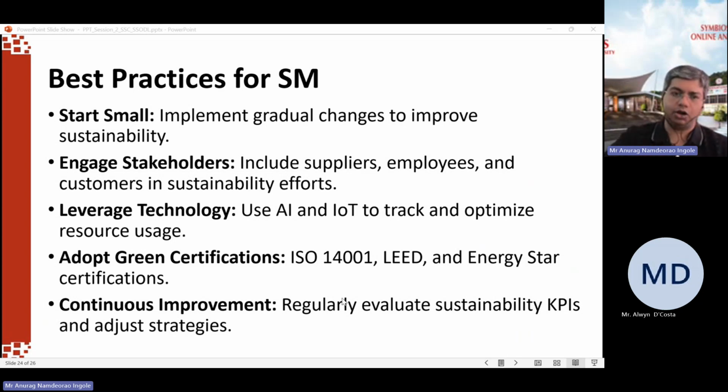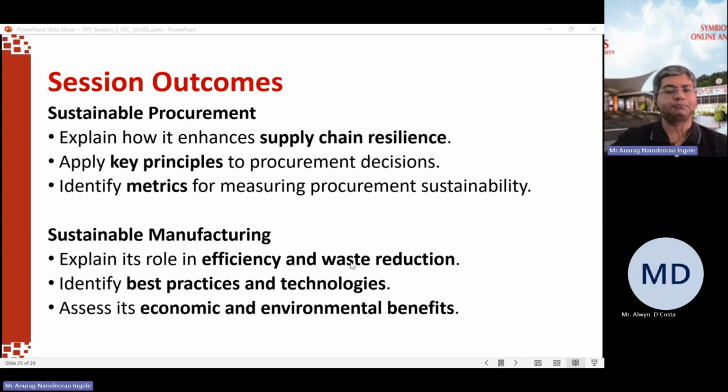Leverage technologies, and adopt green certifications like ISO 14001, LEED, and Energy Star. If you apply for that certification, you will by default have to show that you are saving energy, using renewable resources, etc. So you adopt green certifications, and continuous improvement, lean, continuous improvement. Regularly evaluate sustainability KPIs and adjust your strategies accordingly.